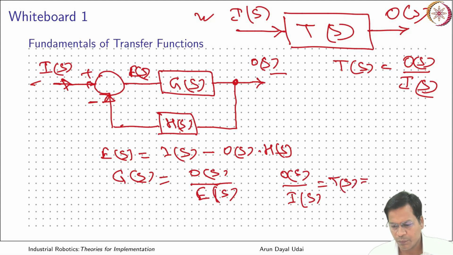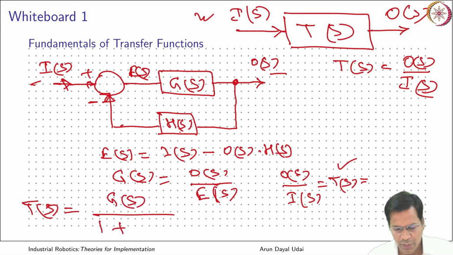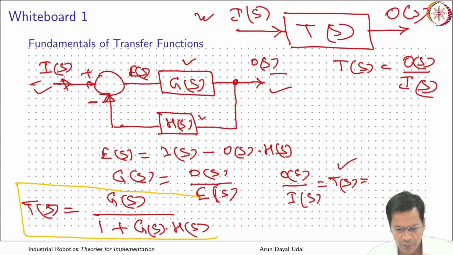So the transfer function can now be evaluated as G(S) by 1 plus G(S) into H(S). This is known as a feedback transfer function. This is the system transfer function between input and output. So the equivalent transfer function this time is this. You need to remember this. We'll be using this now.